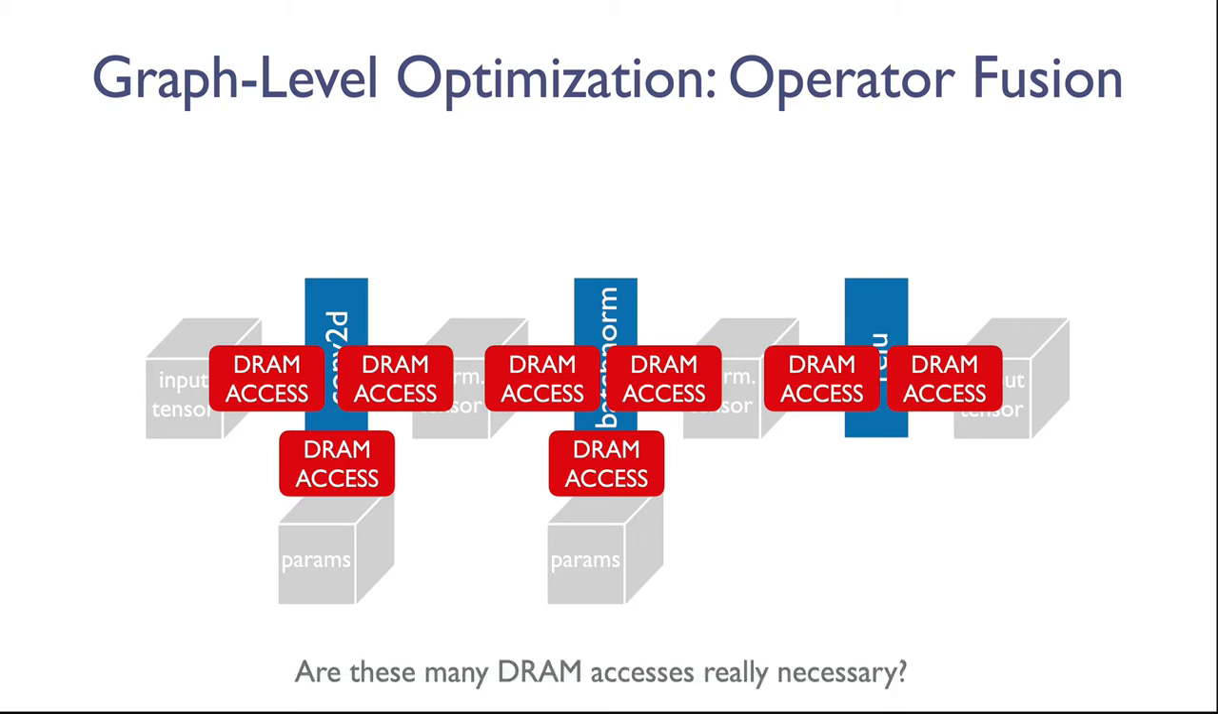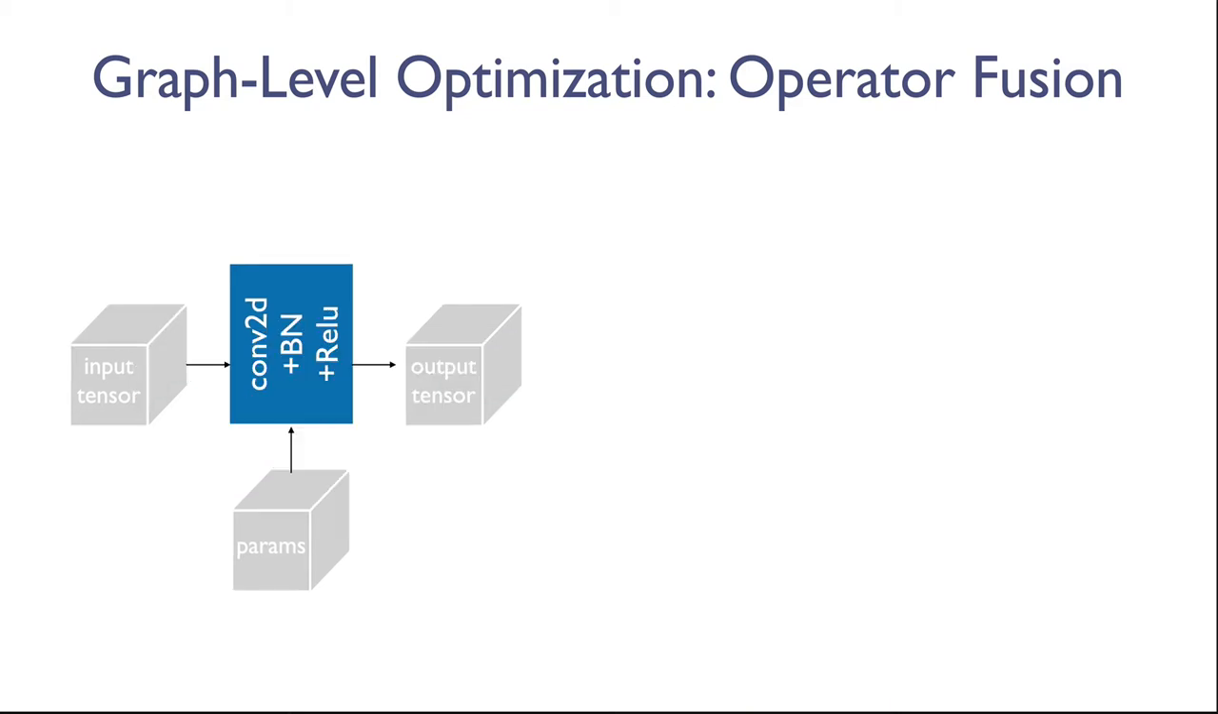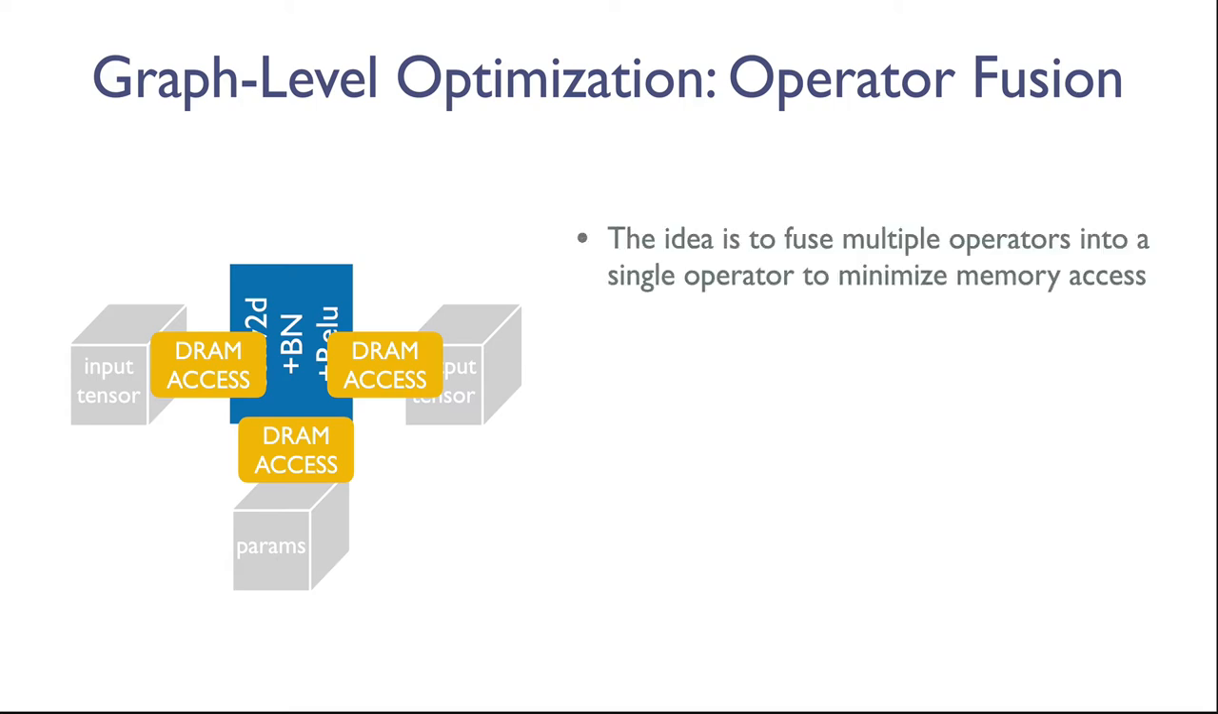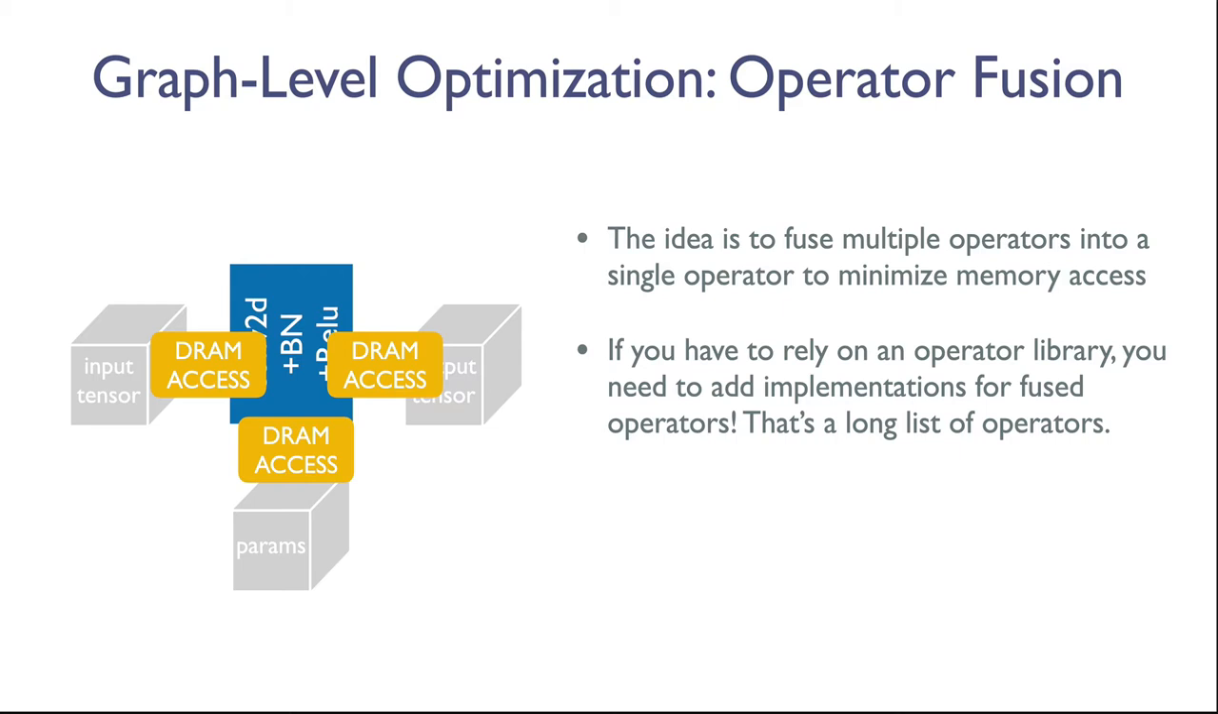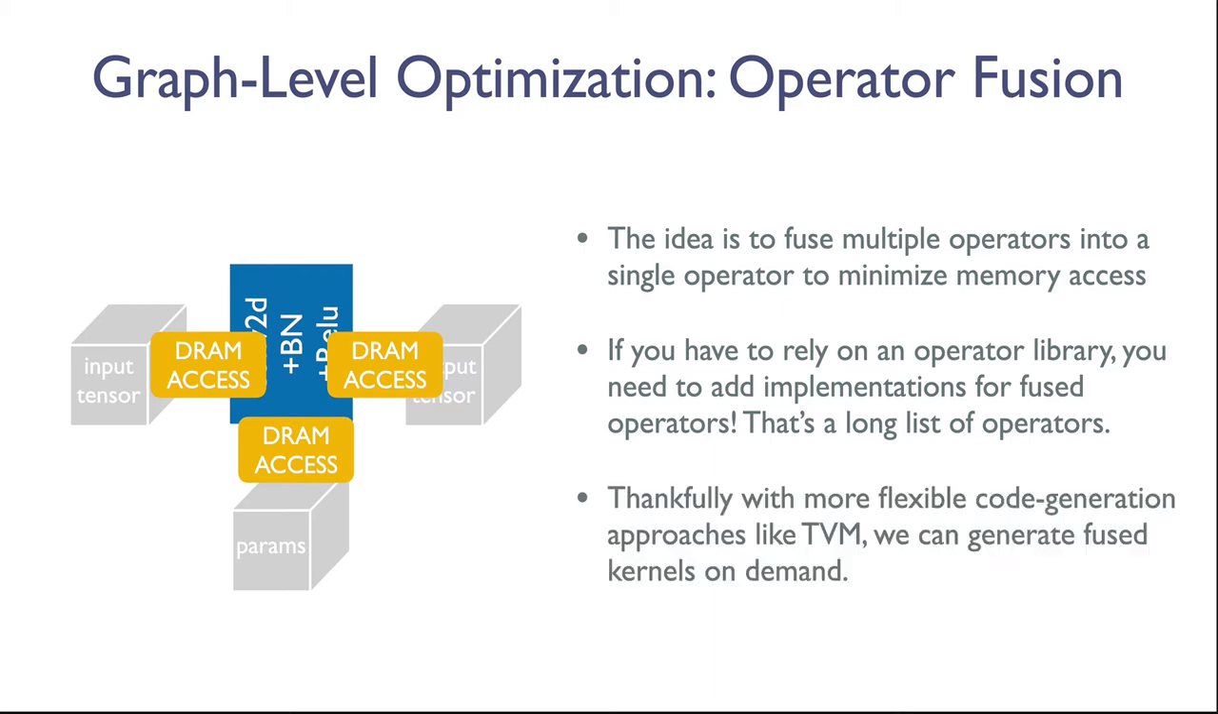But are these many DRAM accesses really necessary? The idea is, if we take all of these operations and fuse them together, we instead perform a limited number of DRAM accesses instead of the repeated DRAM access. So we fuse multiple operators into a single operator to minimize memory access. Now, if you have to rely on an operator library, you need to add implementations for fused operators, and that's a long list of operators. Thankfully, with more flexible code generation approaches like TVM, we can generate fused kernels on demand.